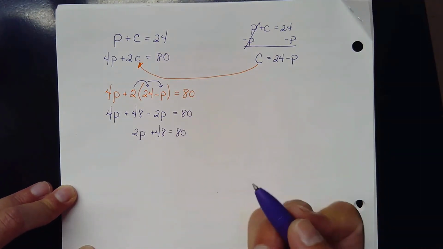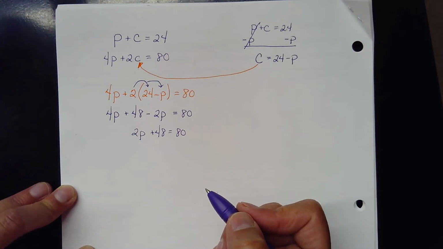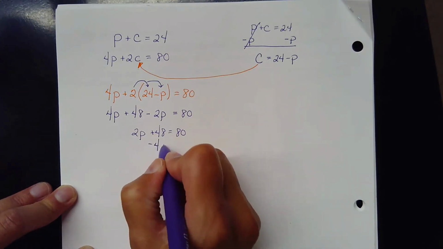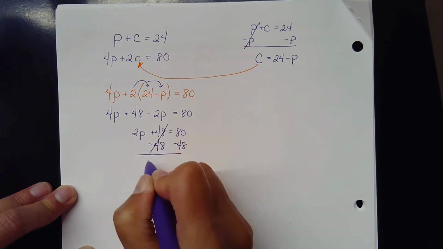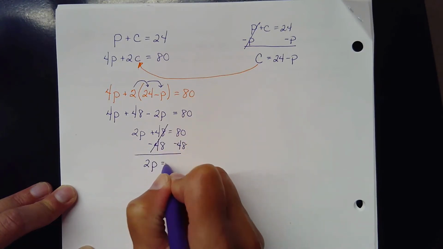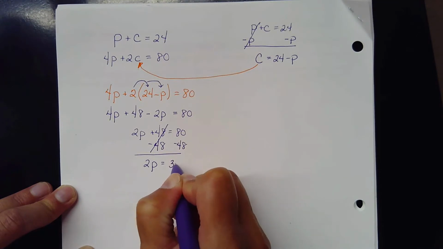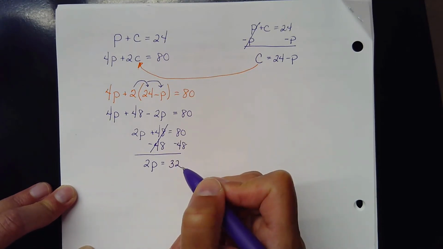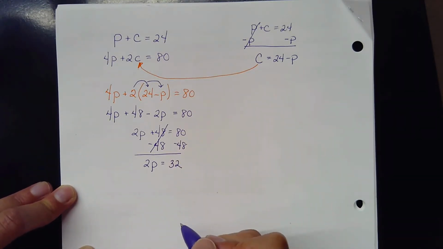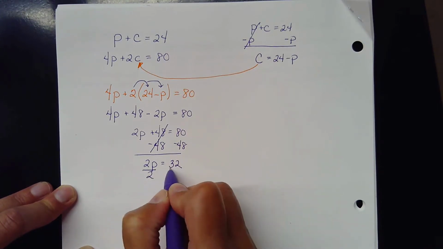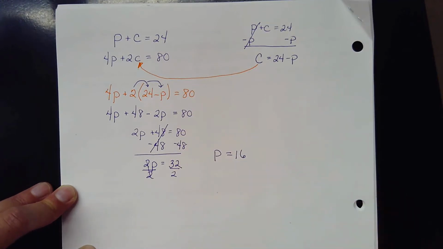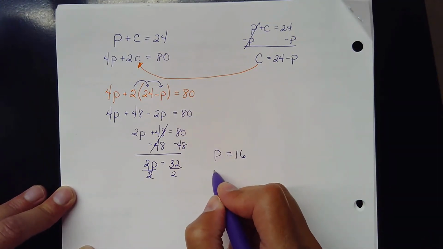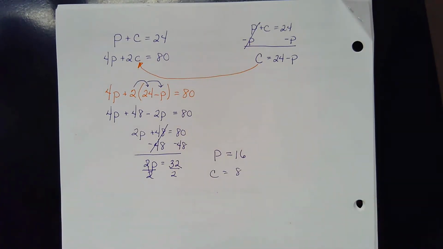Then what do I got to do? Subtract the 48, perfect. So 2P equals, what is that, 32? Is that right? Okay, and then what do? Divide. So we got P equals 16, and then is that what the answer should be, right? Okay, and then, well, they're 24 altogether, so then you can just kind of subtract.